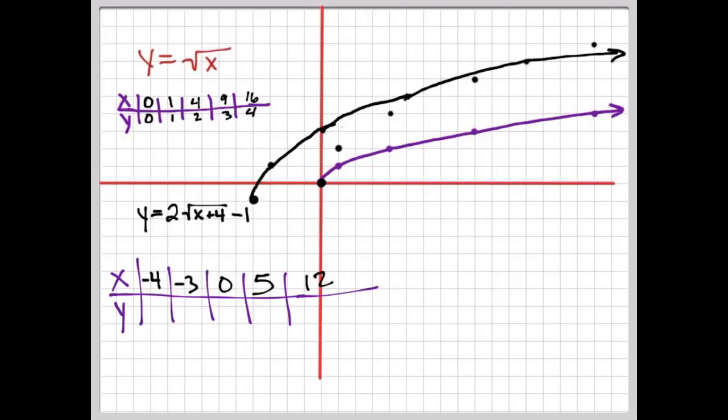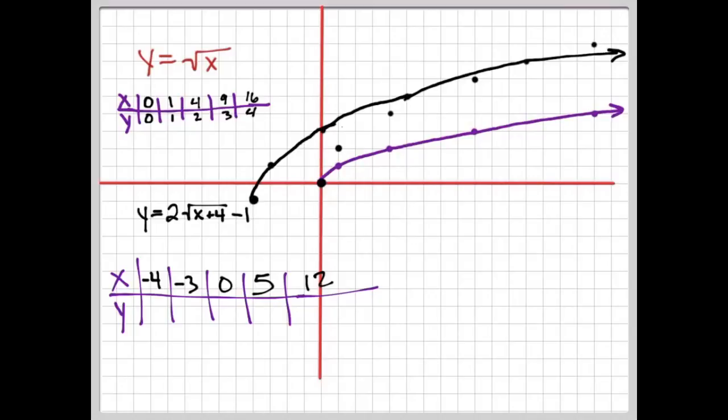Now look at the points that I crossed here. That has an x value of negative 4, x value of negative 3, x value of 0, x value of 5, x value of 12. So here both the domain and range are affected. Yes, because we did both. We did a horizontal and a vertical, so it's going to affect the domain and the range.